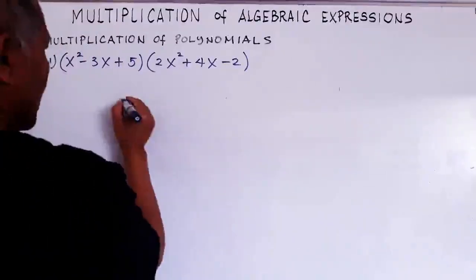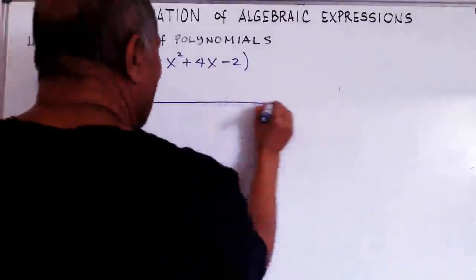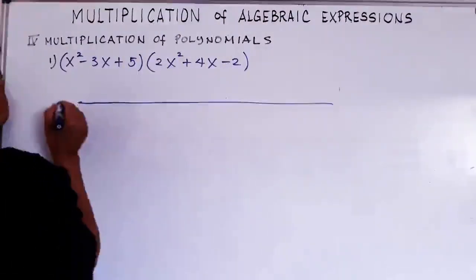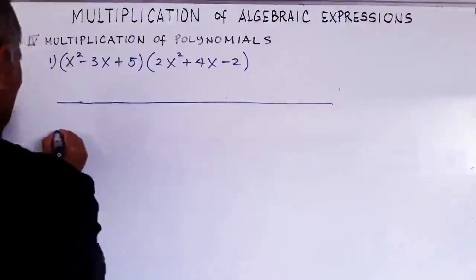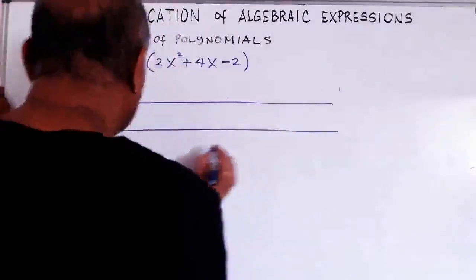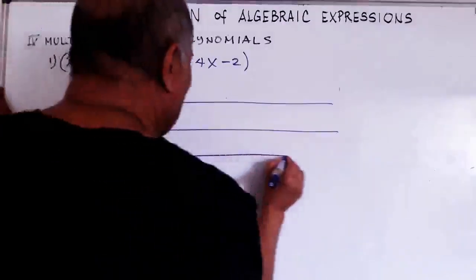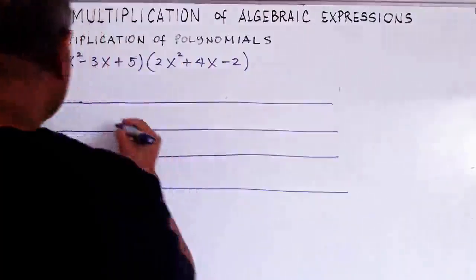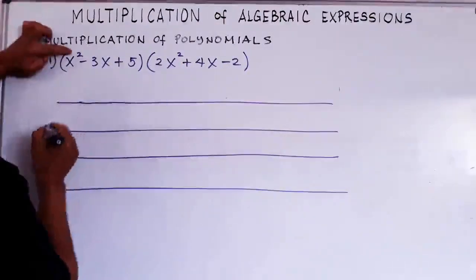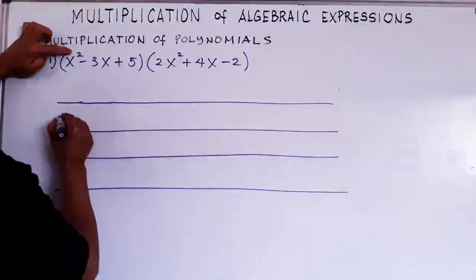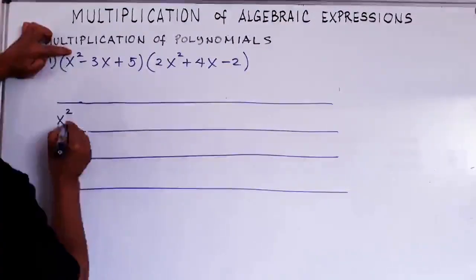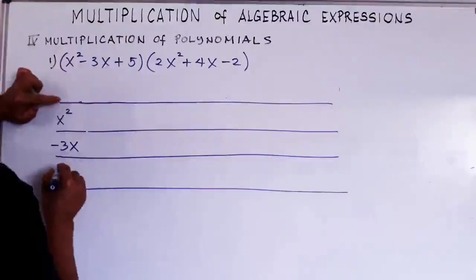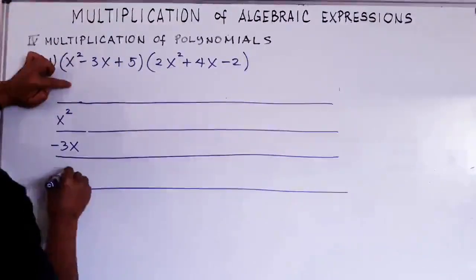Okay. So by box method, we are going to have to draw our box here. And then one here, another one here, and another one here. X squared, let's put here the x squared here, negative 3x here, and then 5 here, positive.